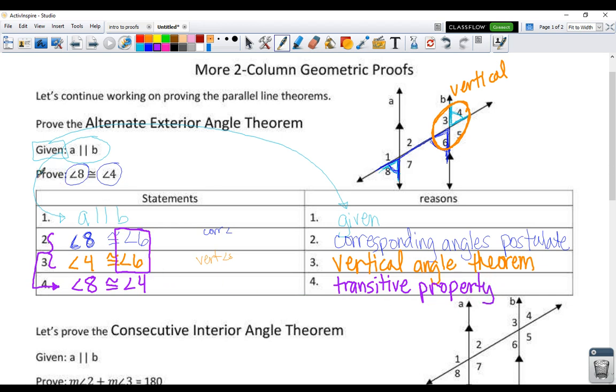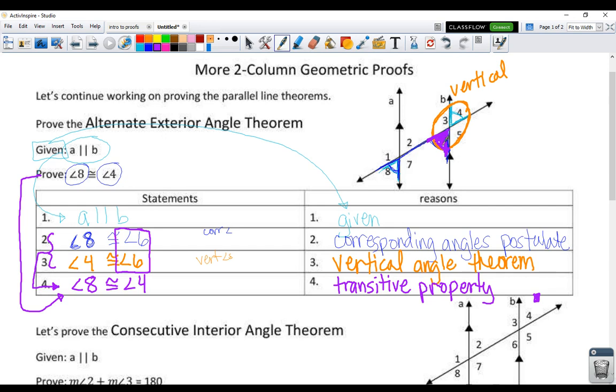And we have done it. We were asked to prove that angle 8 is the same as angle 4. We have shown through our geometrical steps that angle 8 is the same as angle 4. So we are done with our proof. You put a little box at the end, you can color it in. We're all done. Simple, fantastic. The key was finding this angle 6. Angle 6 is the angle that links angles 4 and angle 8.